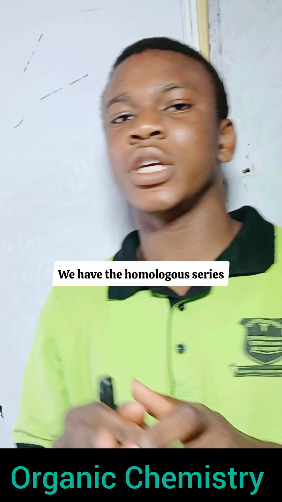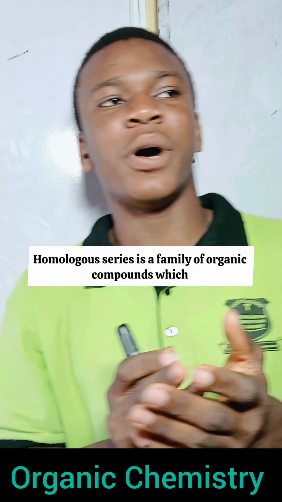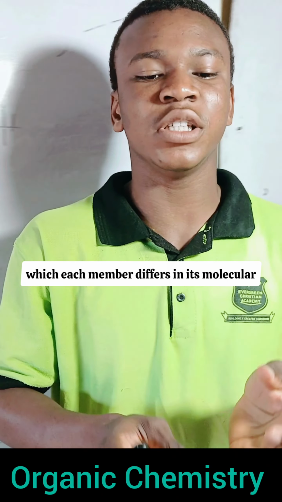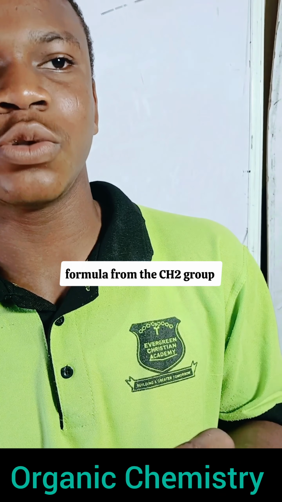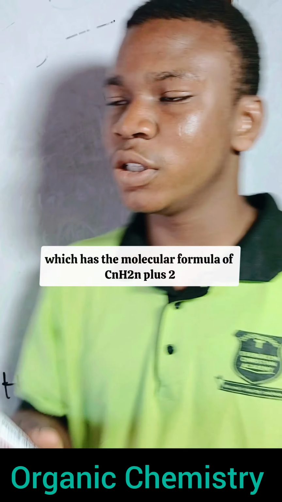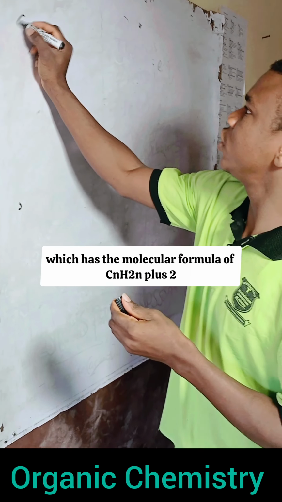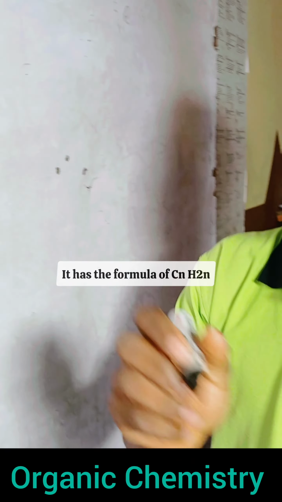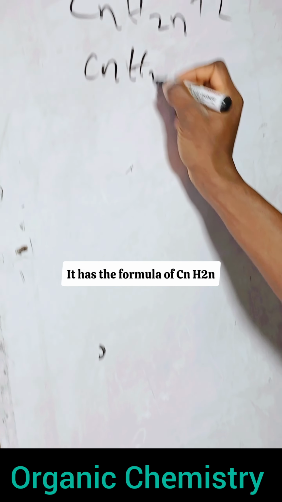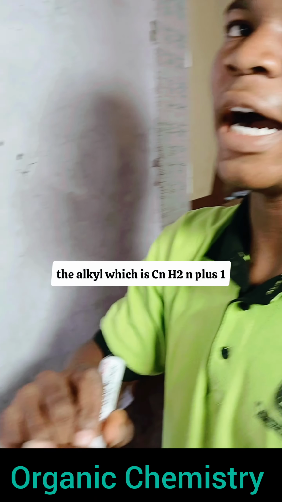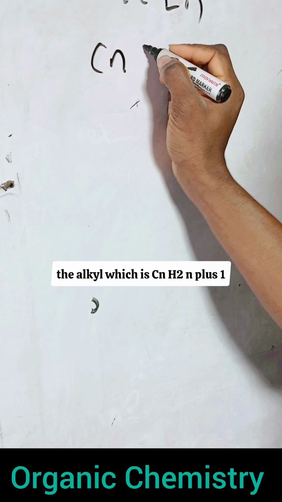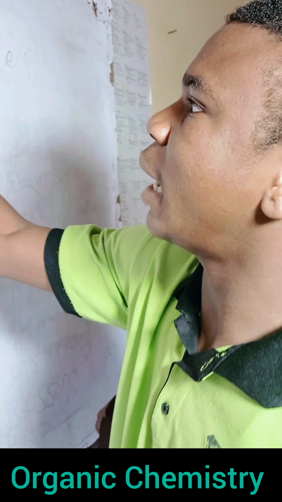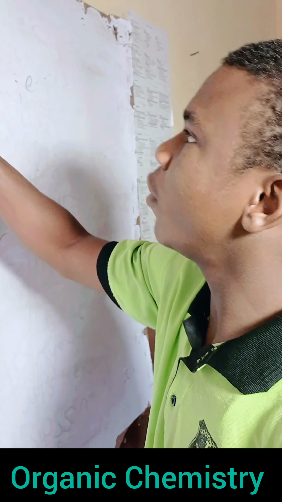Homologous series. A homologous series is a family of organic compounds which follow a regular structural pattern, in which each member differs in its molecular formula by a CH2 group. For example, we have the alkane, which has the molecular formula CnH2n+2. We have the alkene, with the formula CnH2n. And we also have the alkyne, which is CnH2n-2. All the members of the alkane family can be calculated using this molecular formula or the structural formula.